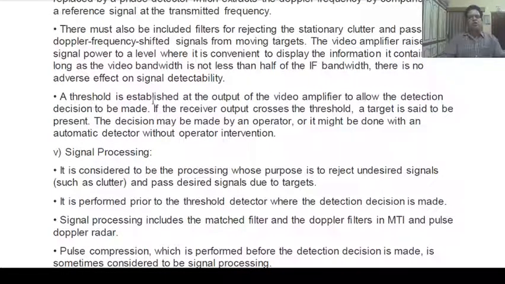A threshold is established at the output of the video amplifier to allow the detection decision to be made. If the receiver output crosses the threshold, a target is said to be present. The decision may be made by an operator or it might be done with an automatic detector without operator intervention.